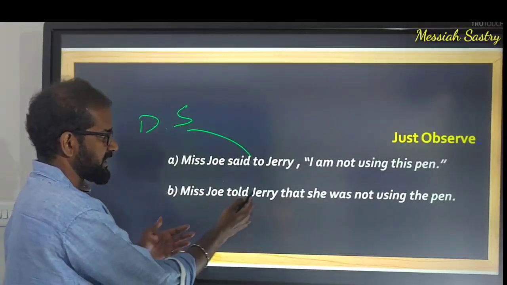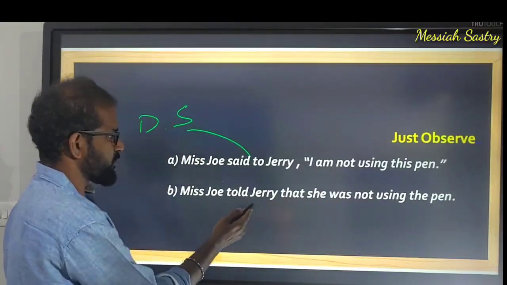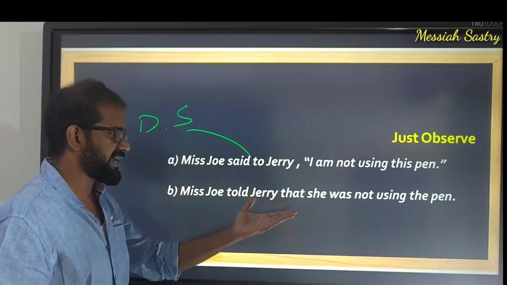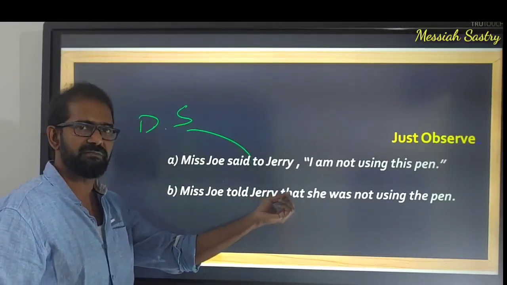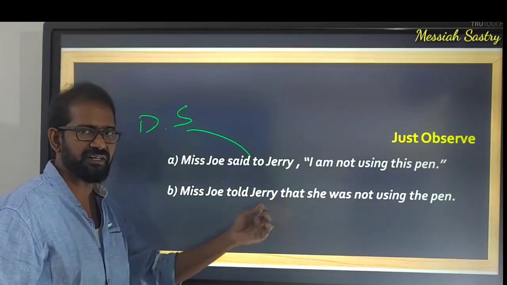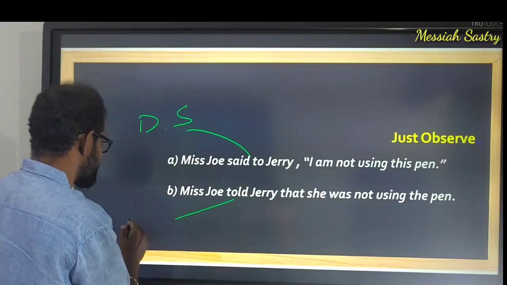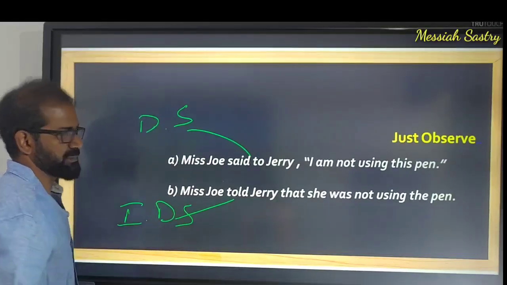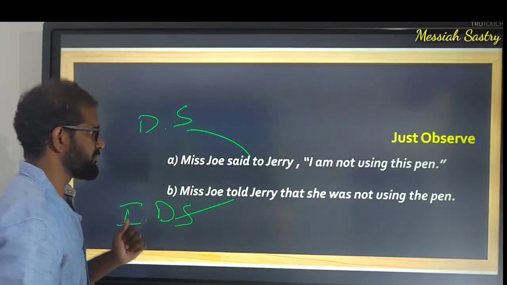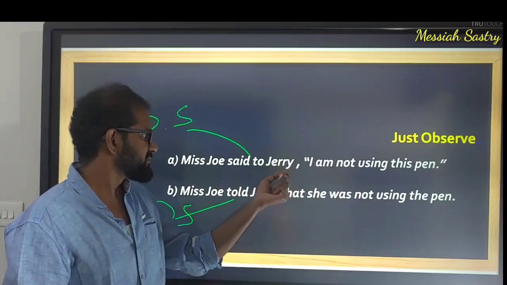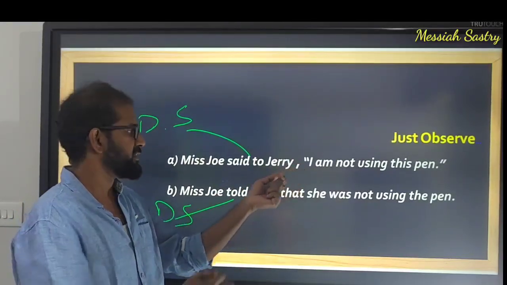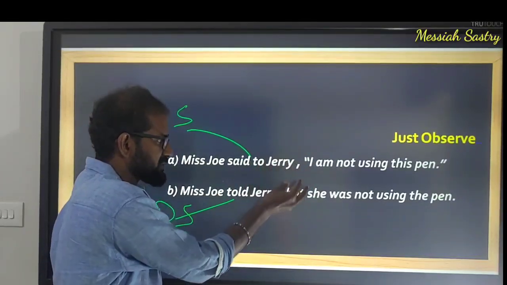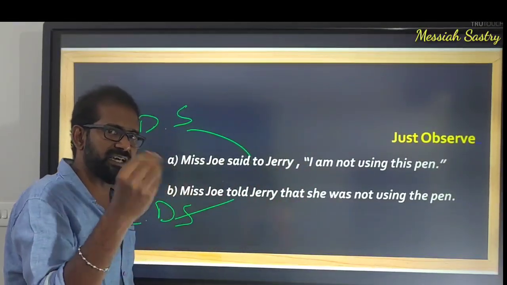When you look at the second one, Miss Jo told Jerry that she was not using the pen. These are not the exact words but convey the message and idea of the speaker. So we call it indirect speech. Now, let us observe the changes that come from direct to indirect. While changing from direct to indirect, what are the changes we made?